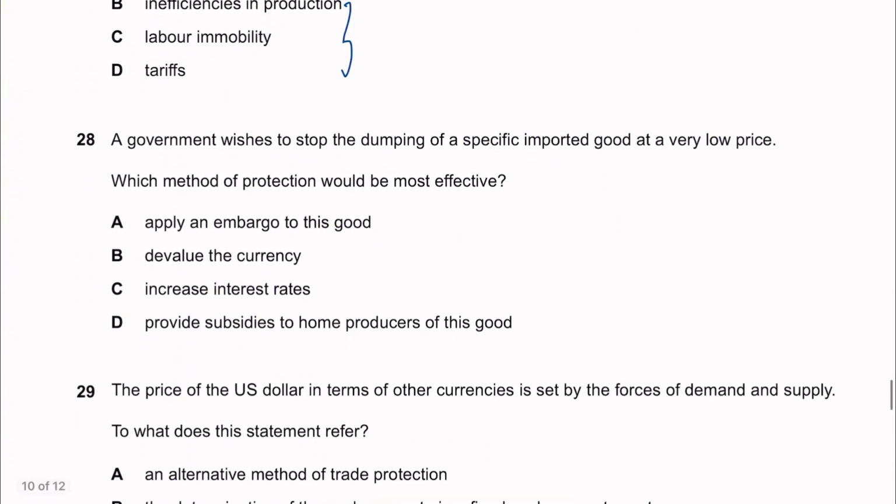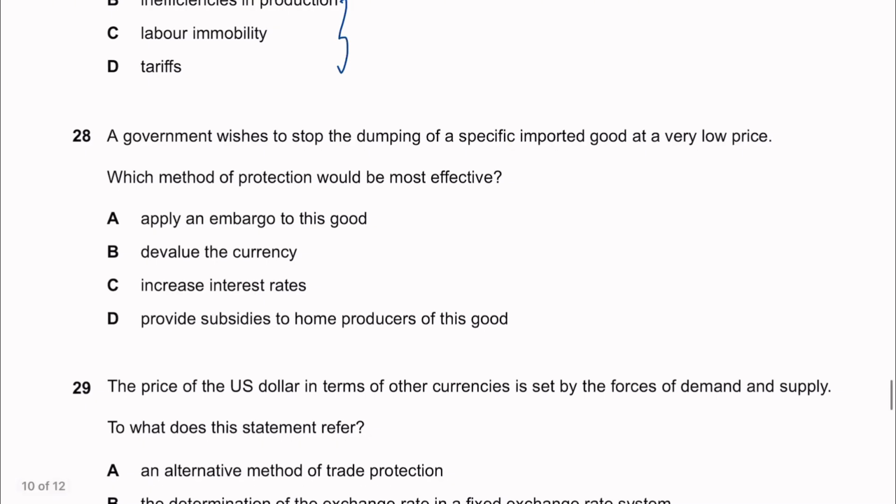Okay, 28. A government wishes to stop the dumping of specific imported good at a very low price. Which method of product protection would be the most effective? So dumping just means that a foreign producer is selling large amounts of goods and services at very low price. So domestic firms are losing their competitiveness. Okay, first, apply an embargo to this good. Yes, correct, because this is a complete ban.